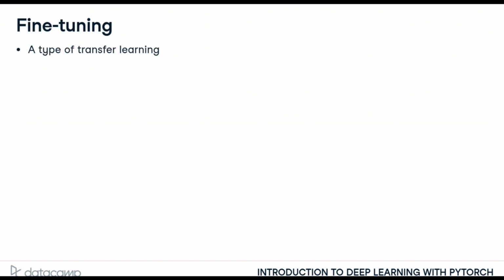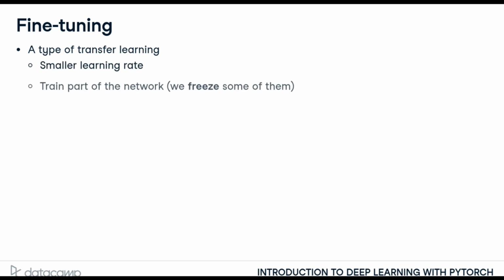Sometimes the second task is similar to the first task, and we want to perform a specific type of transfer learning called fine-tuning. In this case, we load weights from a previously trained model, but train the model with a smaller learning rate. We can even train part of a network, if we decide some of the network layers do not need to be trained and choose to freeze them.